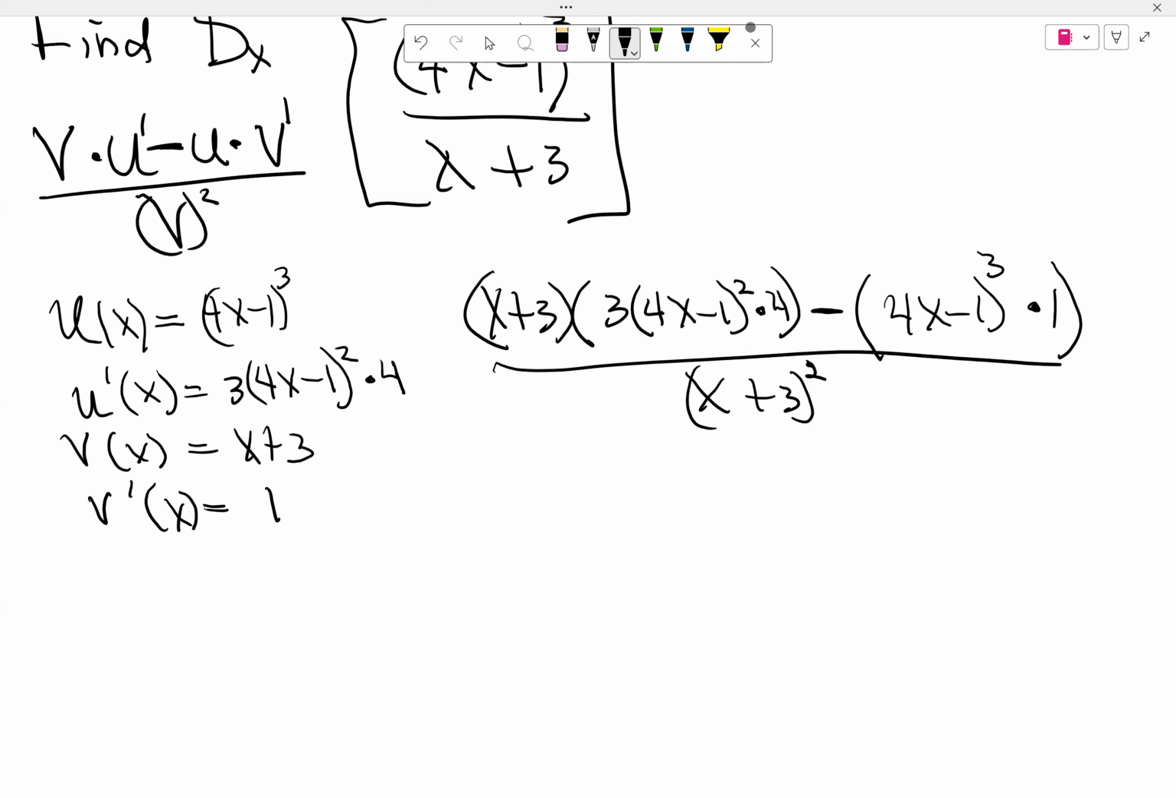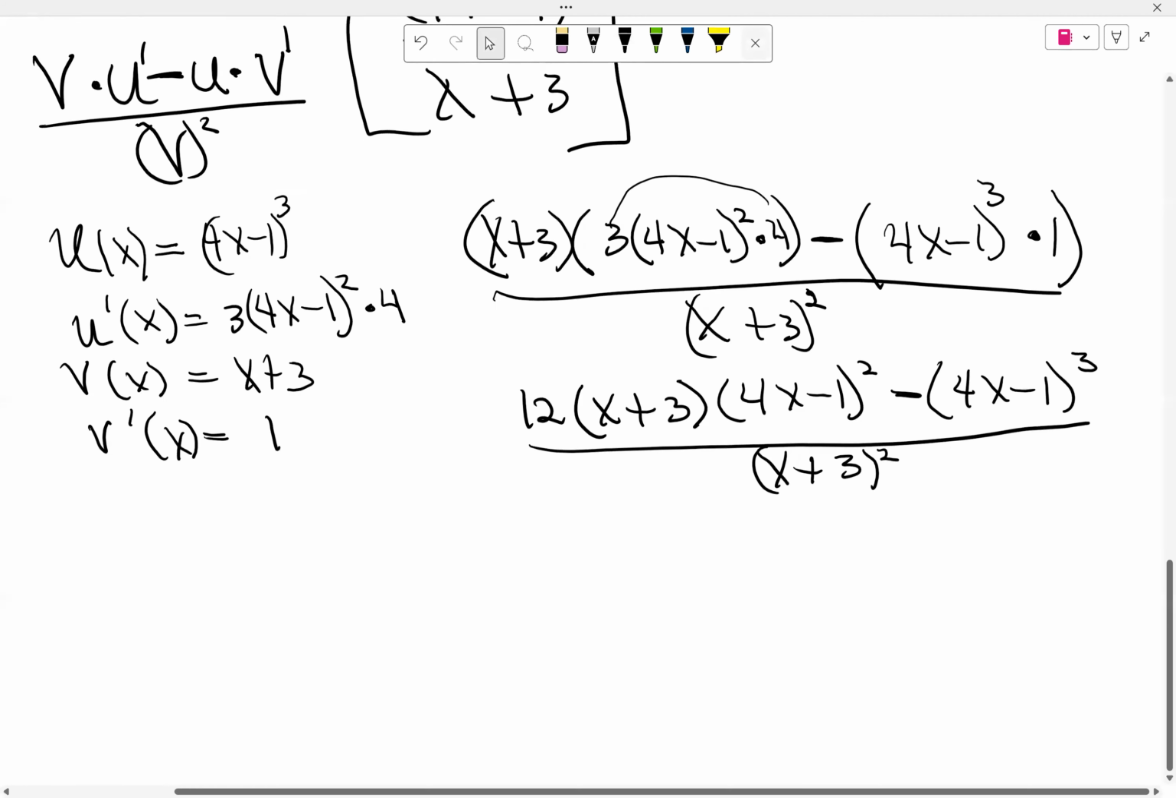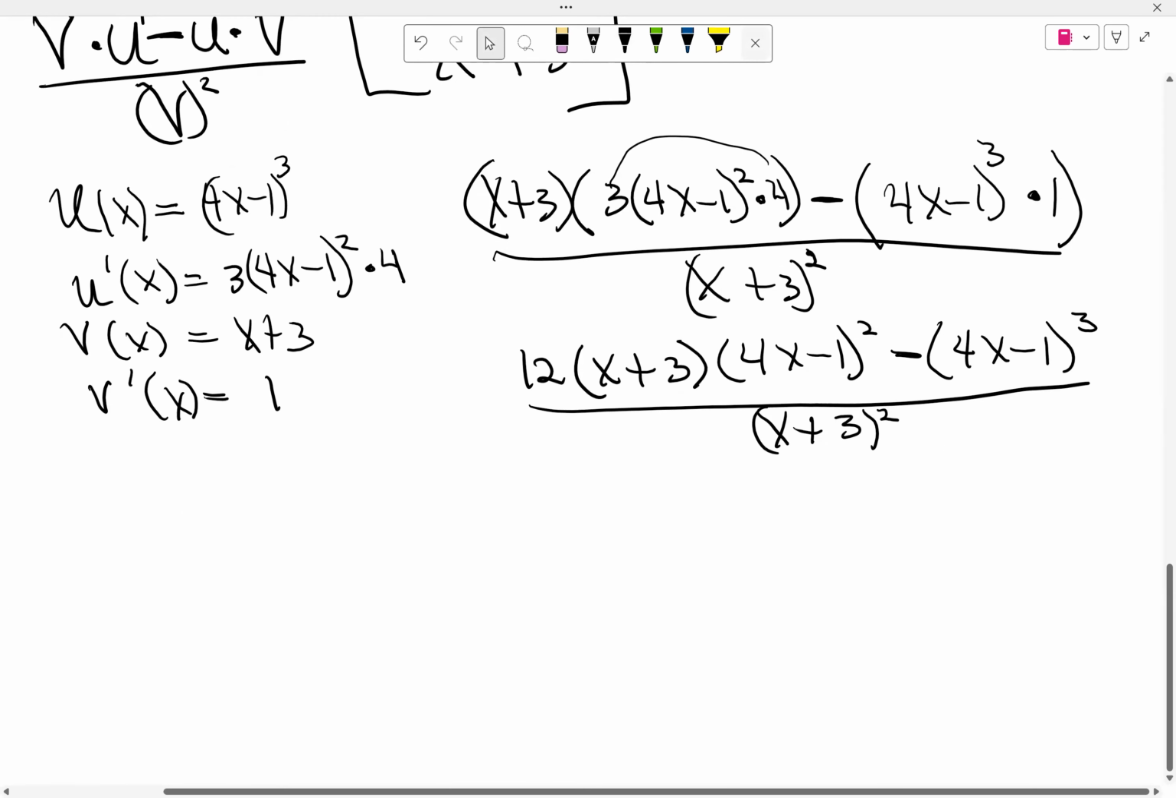At this point, I'm assuming we are going to consider 3 times 4. The 3 times 4 will give you, have you at least gotten to this point? Yes. And this just simplifies to this, all over x plus 3 squared. So far, so good? Yep.